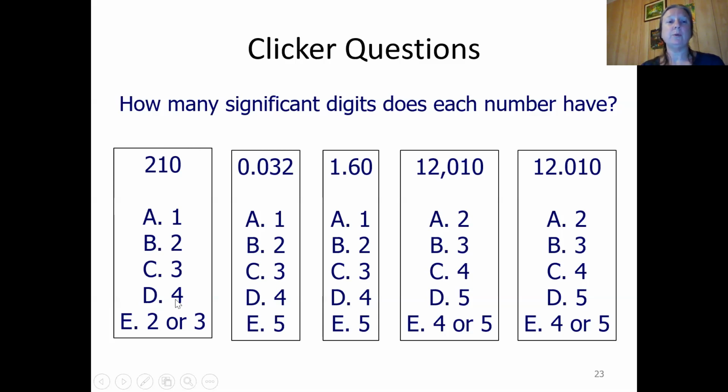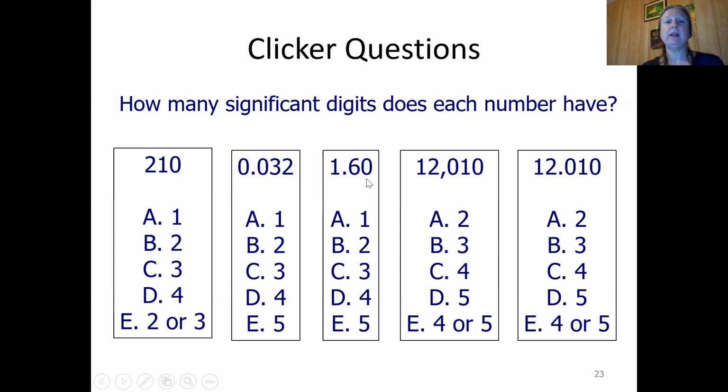So it's either 2 or 3. This one, this 0 is simply a placeholder. I can rewrite this in scientific notation and get rid of the 0 and not lose any of my data, my information. So this has 2 sig figs.